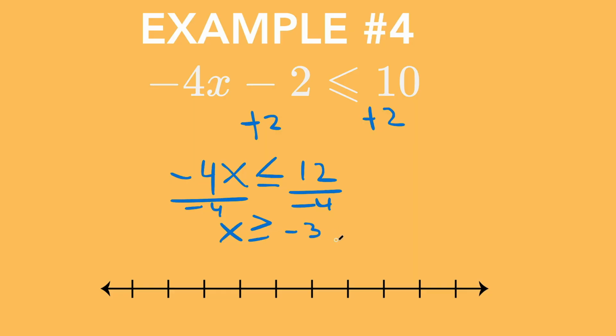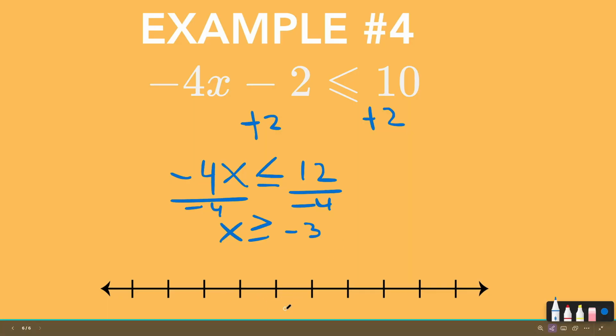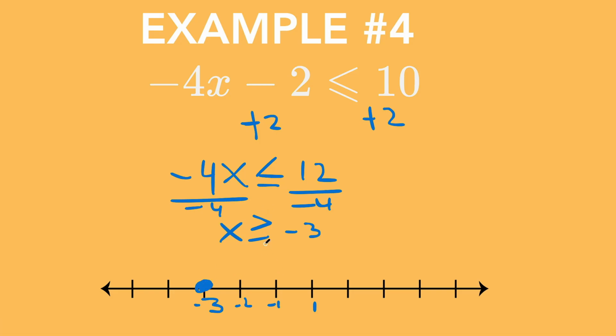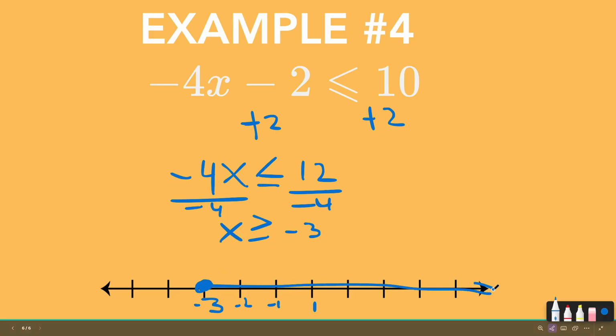So now let's find -3 on the number line. Since we established this as 1 from the beginning of the video, this will be -1, -2, -3. And since this is greater than or equal to, it'll be a fully closed circle. And since we're trying to find all the numbers greater than -3, we'll be drawing our arrow all the way to the right.